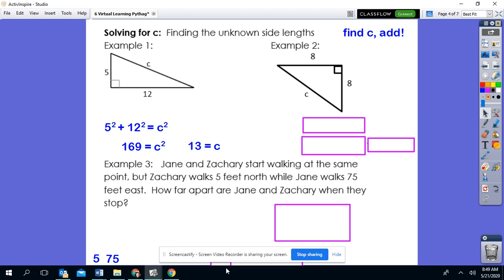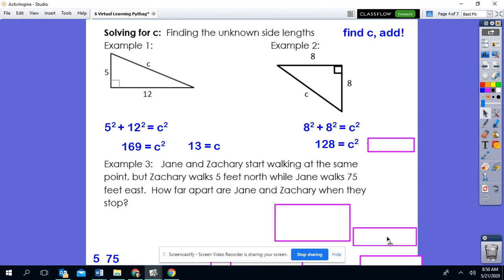I'm going to be simplifying mine in decimals, and I'm only going to be rounding to one decimal place today in this video. Sometimes you need to round to 2 decimal places or even 3. So for this next example, example 2, we've got two legs of 8. We've got 8 squared plus 8 squared, and that will give me my C squared, my missing side. I'm going to combine 64 plus 64, and I get 128. That's my C squared. So again, you've got to take the square root, and that gives me approximately 11.3.